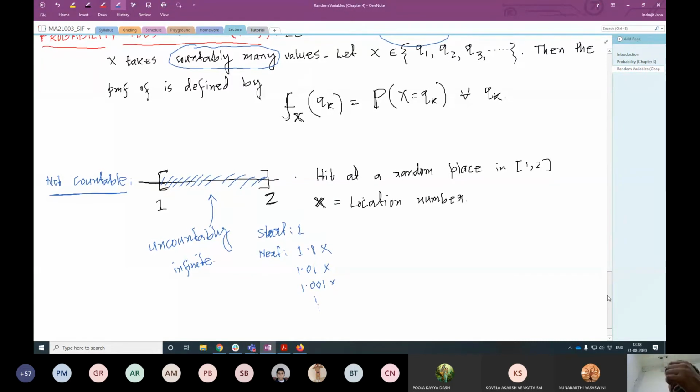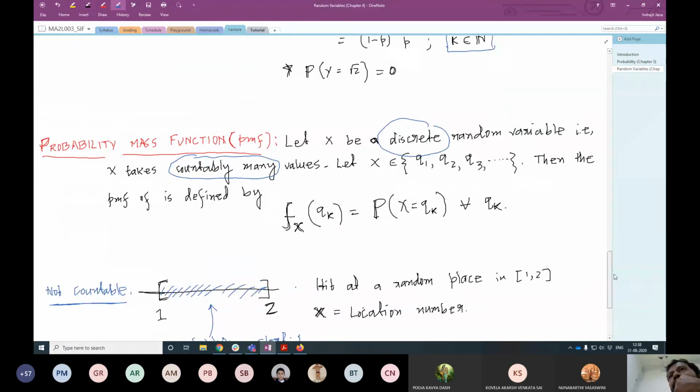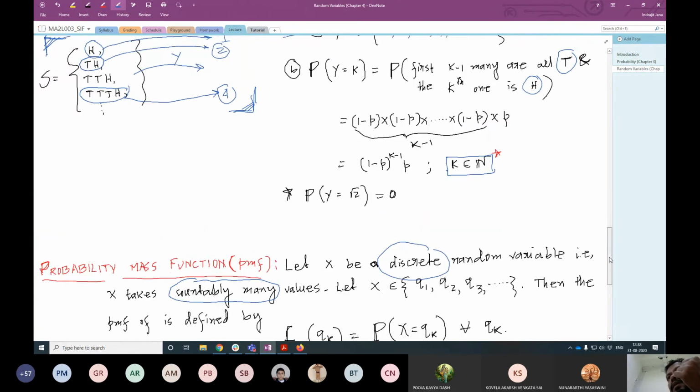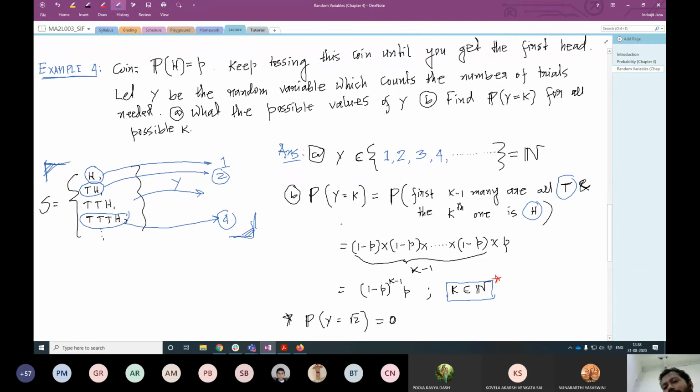We are not talking about this scenario. We will talk about it in the next lecture. In this lecture, we are talking about the scenario where we can count, where the spectrum of the random variable is countable, where we can count like 1, 2, 3, and so on. If that is the case, then we can write down the probability of this random variable X equal to q_k, and we denote that by f_X(q_k), which is called the probability mass function.